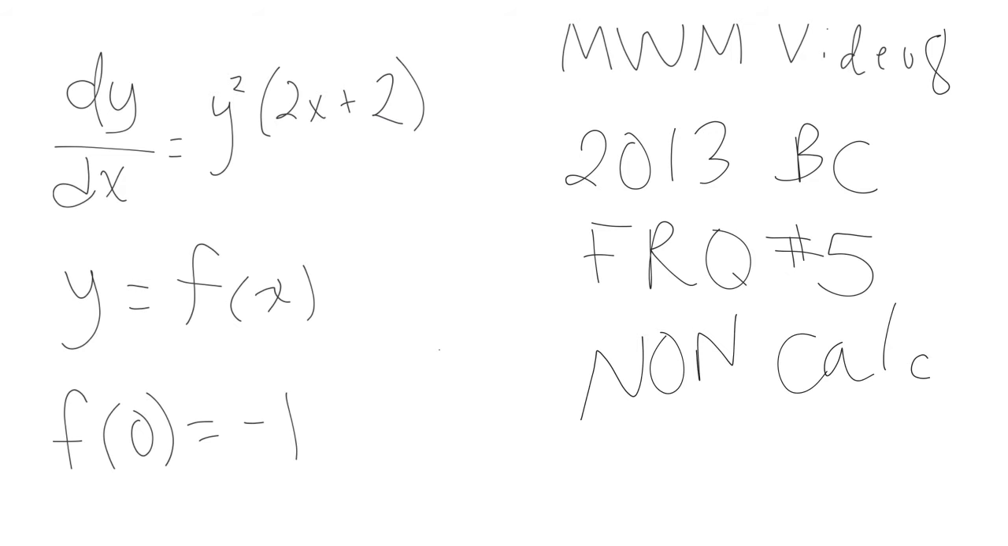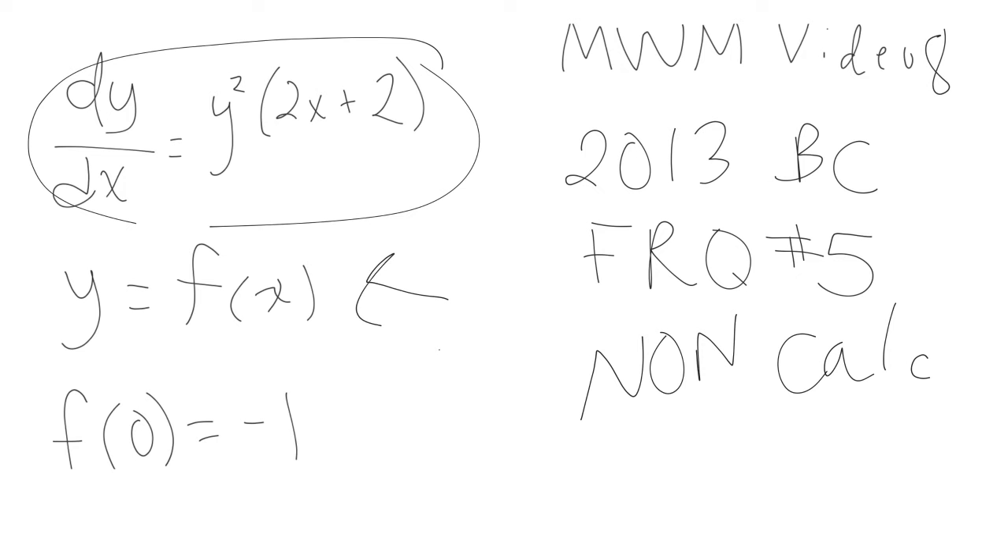The relevant pieces of information are we have our derivative here. We have the fact that we are calling y equal to f of x, and we have an initial value here. This will be relevant for part B and part C, and part A, actually. So let's go look at part A.